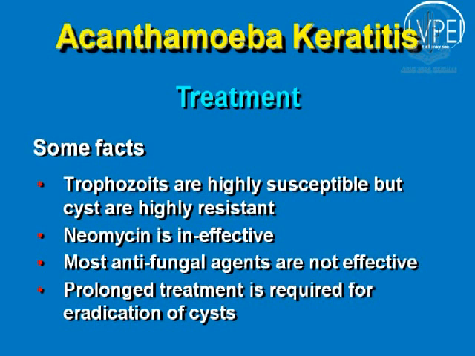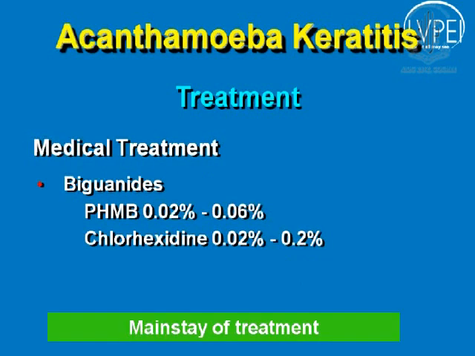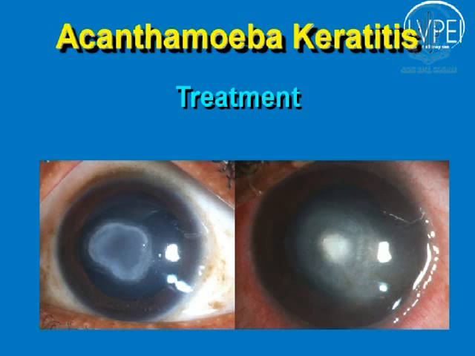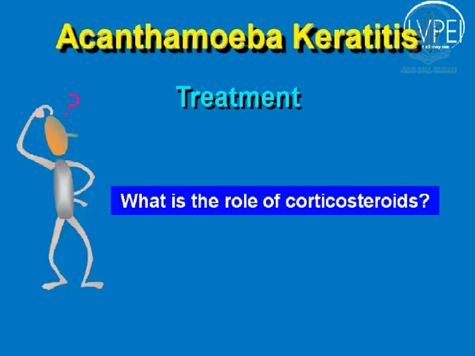One must remember that most of the anti-Acanthamoeba drugs need to be administered for a long period of time for eradication of infection. The mainstay of treatment is biguanides, that is PHMB and chlorhexidine, but these molecules can be combined with diamidines, that is propamidine isethionate and hexamidine. As I told you, the treatment duration is usually prolonged and therefore you have to be aware of signs of drug toxicity. What is the role of corticosteroid?